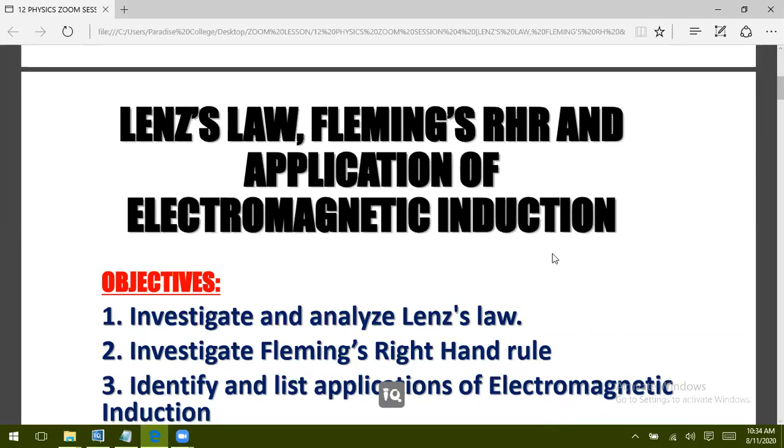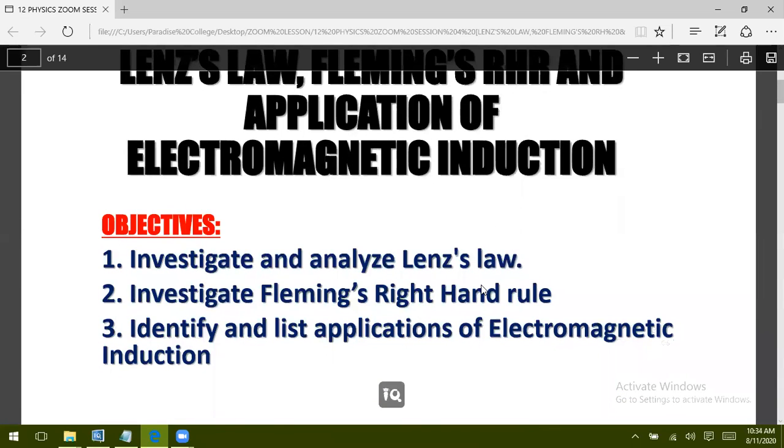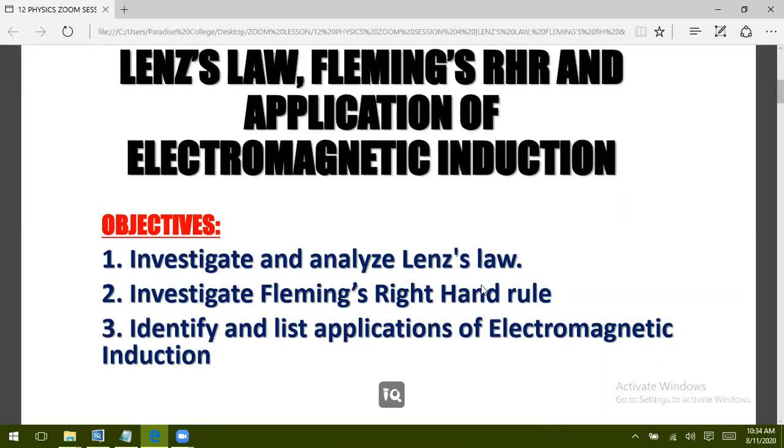So that's basically the subtopic that we are looking at. I have 3 objectives that towards the end of this presentation, we need to really investigate and analyze. We need to understand Lenz's law. That's very important. The second thing is we're going to investigate Fleming's right-hand rule, and we are going to use the right hand. Remember, we also talked about Fleming's left-hand rule, and now it's the right-hand rule. So I'm going to try to explain when and where you're going to use Fleming's right-hand rule.